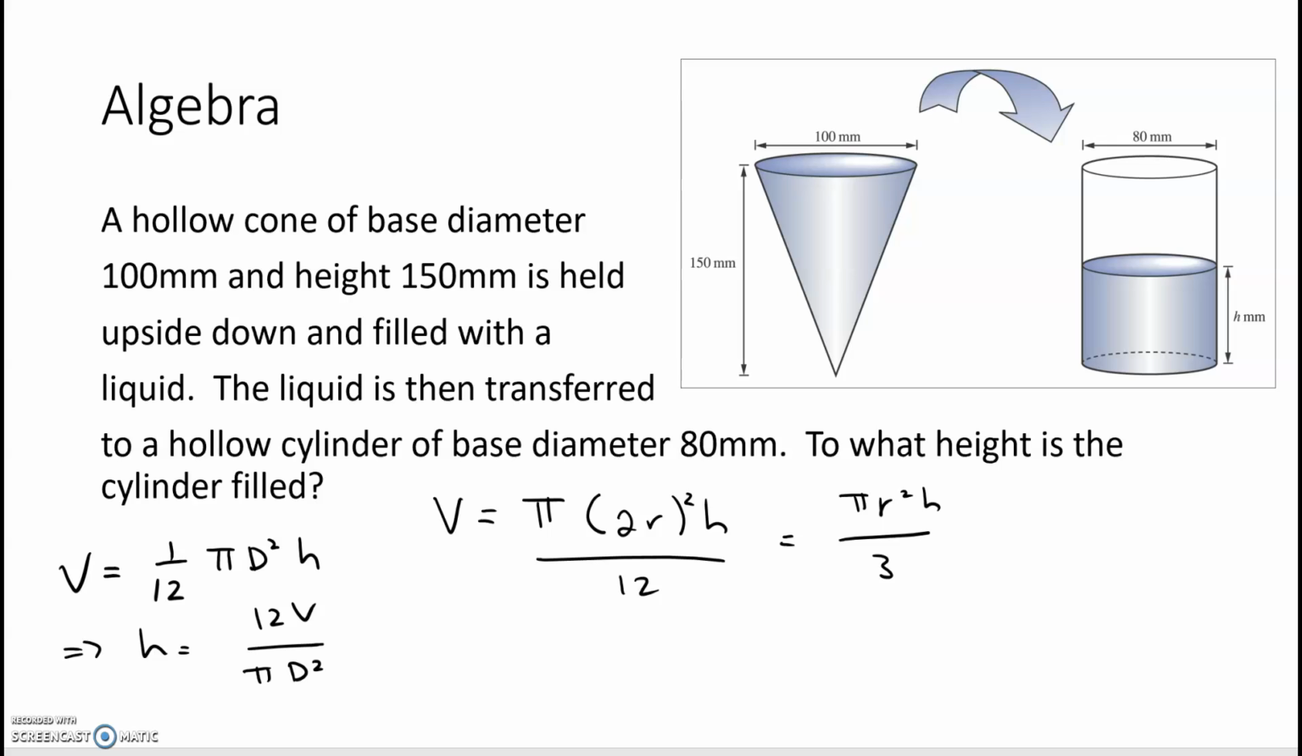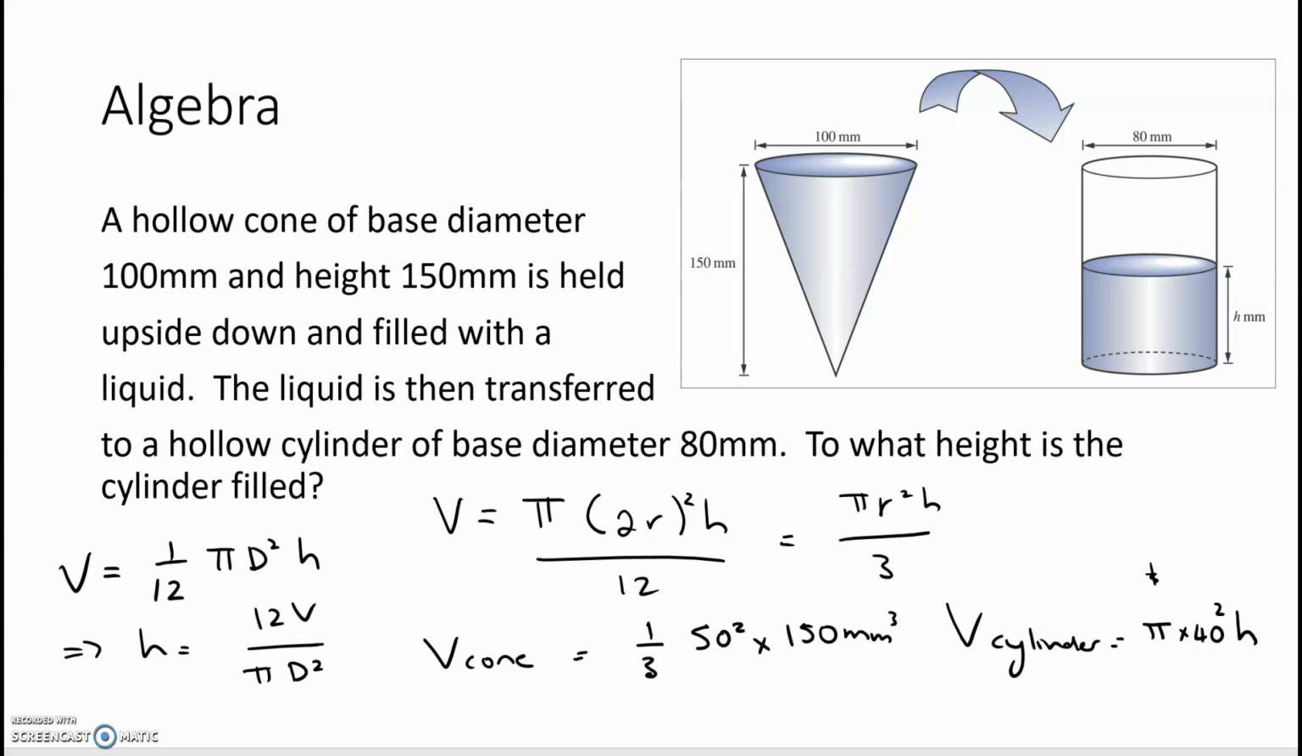Now, let's put on all the numbers. The volume of the cone is equal to 1/3 of pi times 50 squared times 150 millimeters cubed, and the volume of the cylinder is equal to pi times 40 squared times h, and it's in millimeters. Now if the volume is going to be the same, then these two have to be the same.